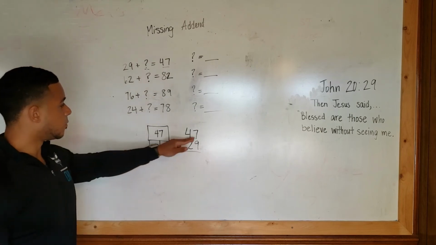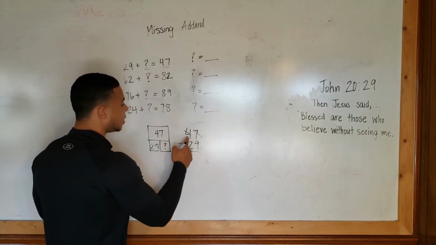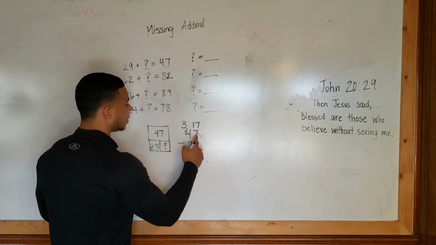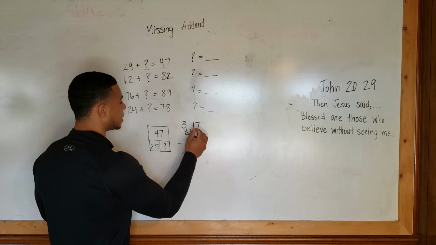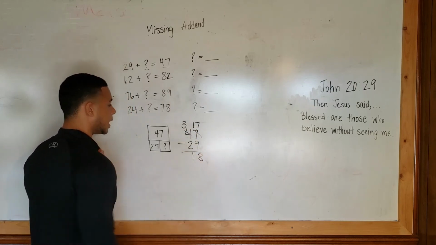Right away, you should see 7 minus 9. You can't do it. More on the floor, go next door. So let's cross out your 7, cross out your 4. You're going to go next door to your 4. It's going to turn into a 3. And you're going to give that 10 to that 7 in the ones place. So now you got 17 minus 9 equals 8. 3 minus 2 equals 1, 18.